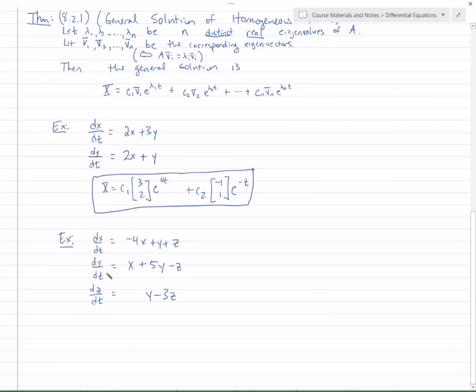The only change is it's now 3 by 3, right? You've got 3 variables, 3 dependent variables. So you just have to find the eigenvalues and corresponding eigenvectors, which will be in R3 now. So go shoot that into Maple, or into Wolfram Alpha, and see what you get.